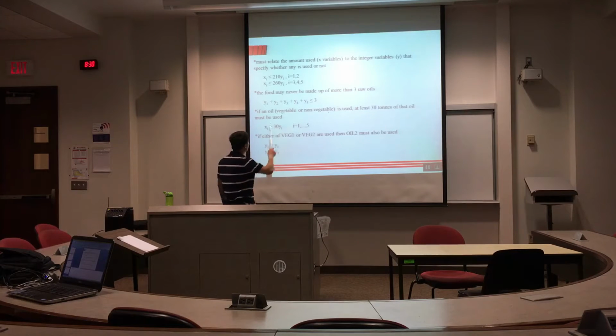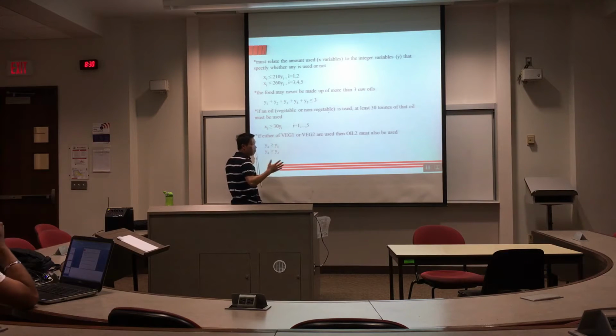Okay? So this is what we have seen in the transportation problem. On the right hand side, you have the fixed number times the yi, which is a binary variable. Okay?